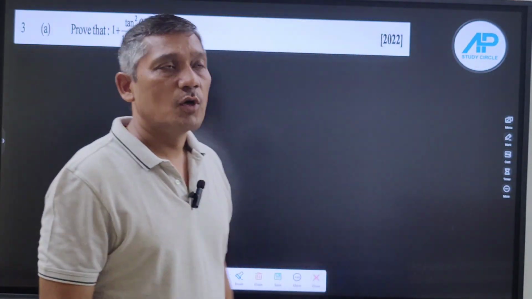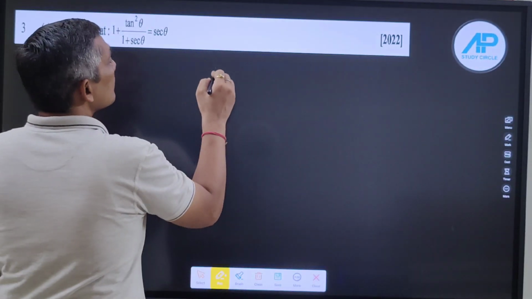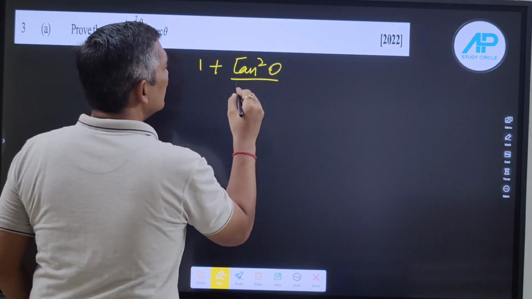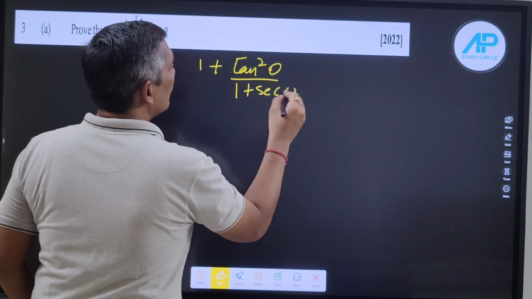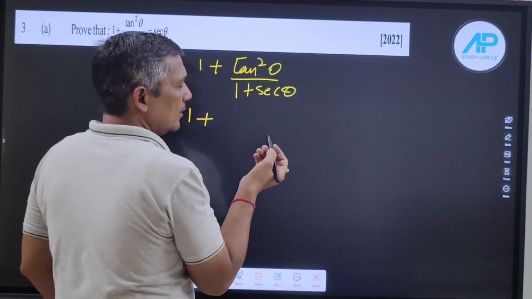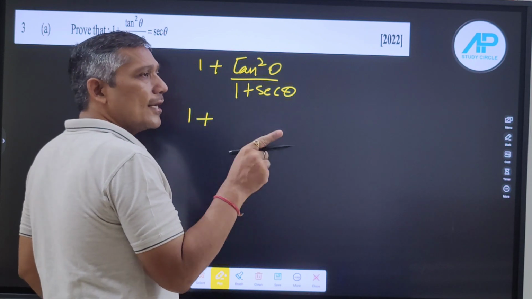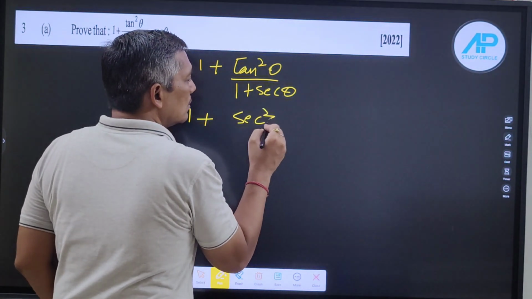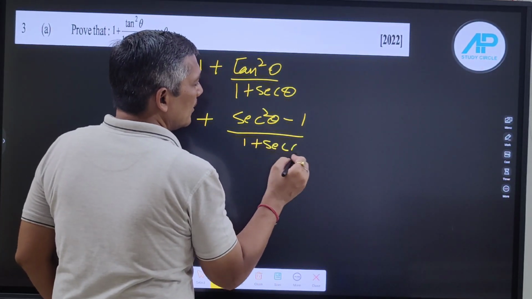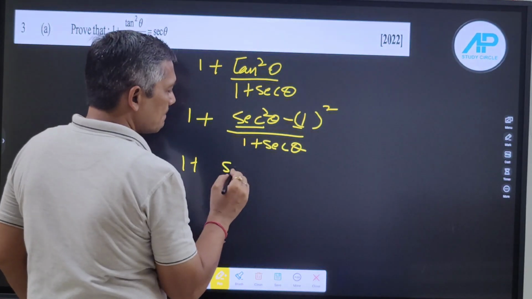And the question is from the year 2022. Prove that 1 plus tan square theta upon 1 plus sec theta. So what can tan square theta be equal to? I hope you all know the identity: sec square minus tan square equals 1. So tan square theta equals sec square theta minus 1. The denominator remains as it is. A square minus b square.